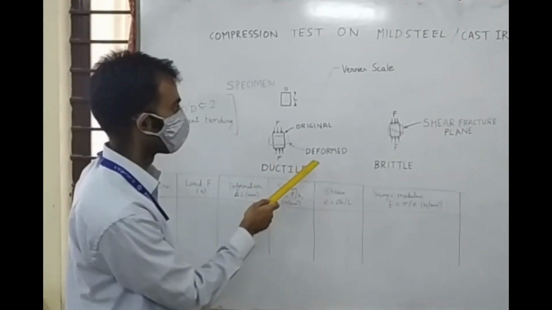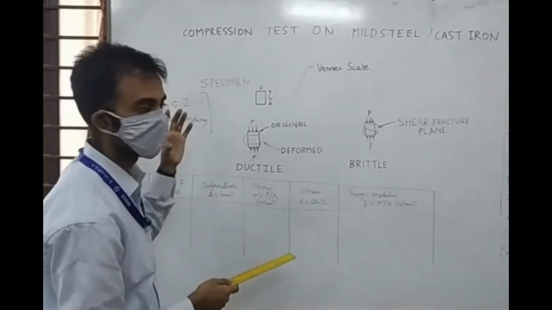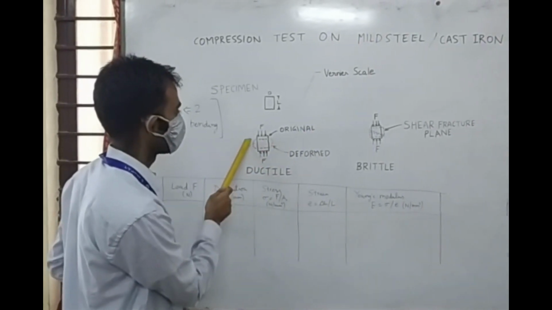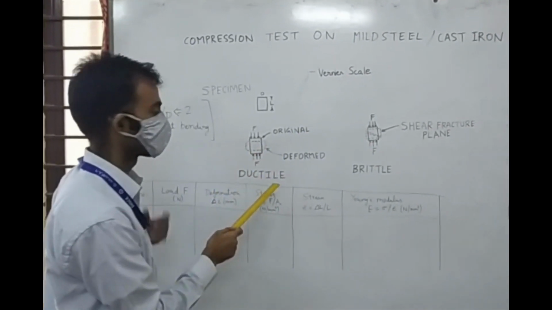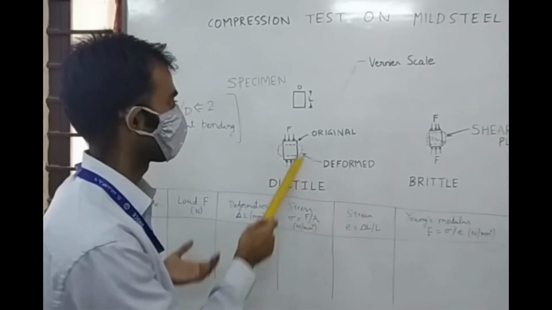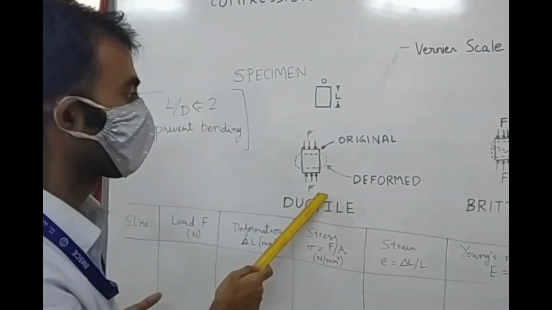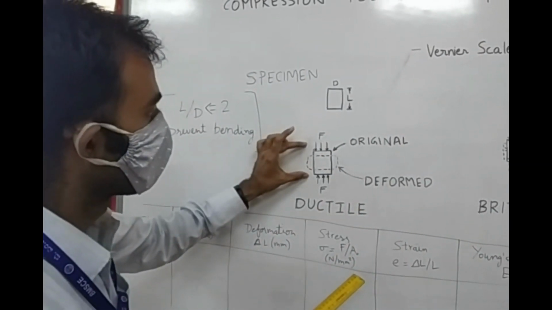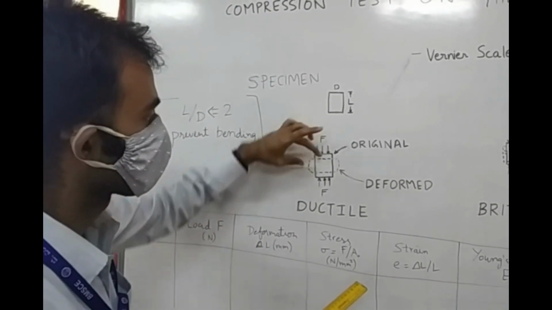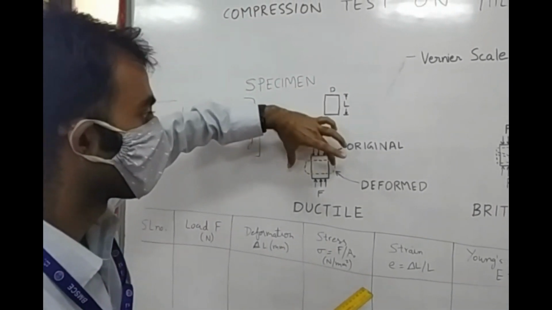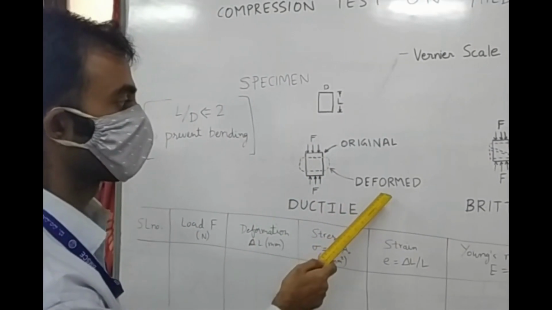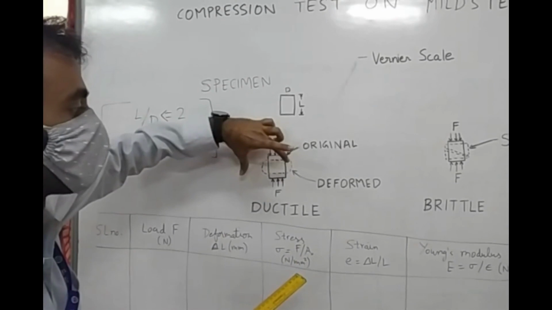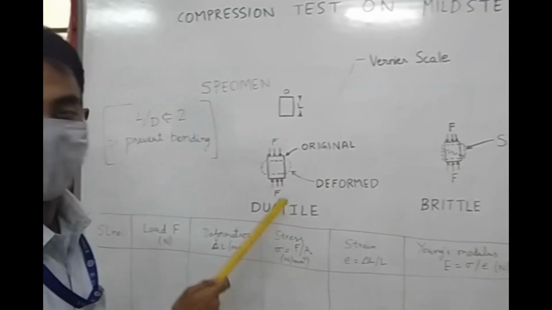If we look at the deformed shape, what happens when we load this specimen? Initially the original specimen has this kind of a diameter, and once the compression load F is applied, it will get deformed. Obviously the length will reduce, and along the lateral direction, that is the diameter will increase. This dotted line shows the deformed material, which will have a shorter length and a larger diameter. This kind of failure happens in a ductile material.